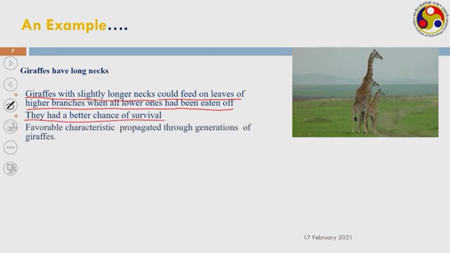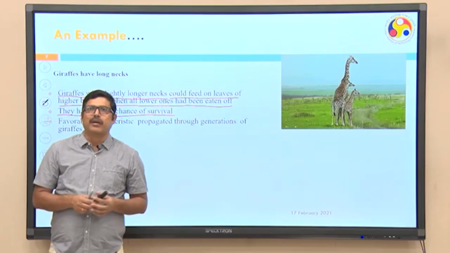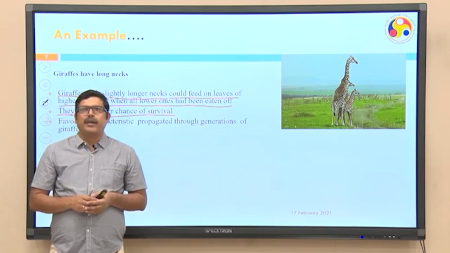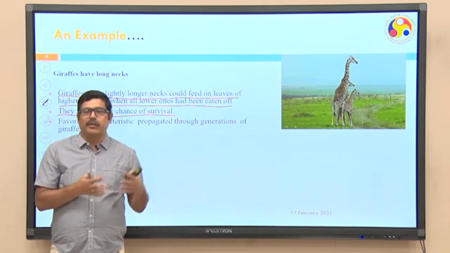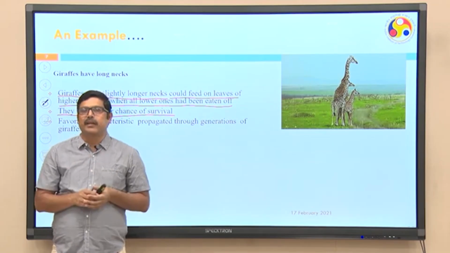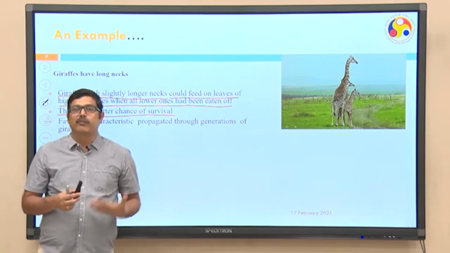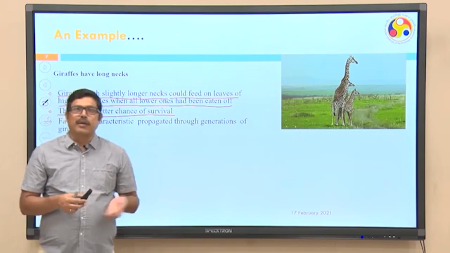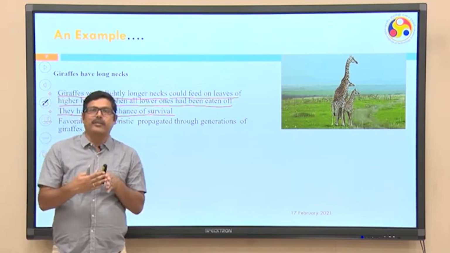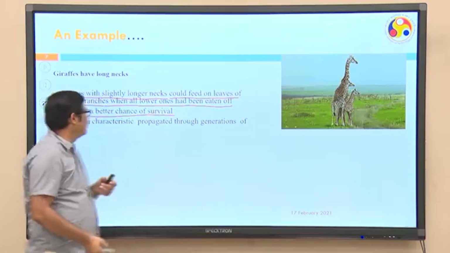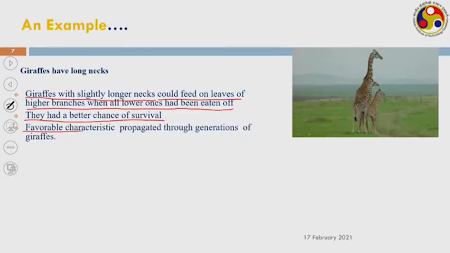Now, if you look at this, it is a favorable characteristic of that particular giraffe. So, some giraffes have a longer neck, and this characteristic is there in their genes basically. So, that is a favorable characteristic. Now, what is happening? This favorable characteristic is propagating to their offspring. So, the favorable characteristic is propagated through generations of giraffes.